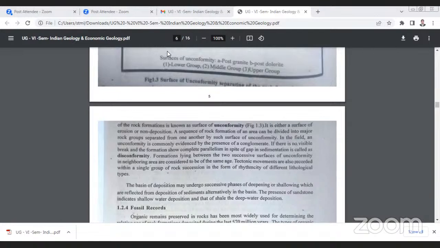But here something is different from the unconformity. Actually it belongs to the unconformity, but in an unconformity we sometimes see the presence of a conglomerate. Sometimes there is no visible break in the formation, and it is completely parallel in spite of a gap in the sedimentation. That is known as a disconformity.